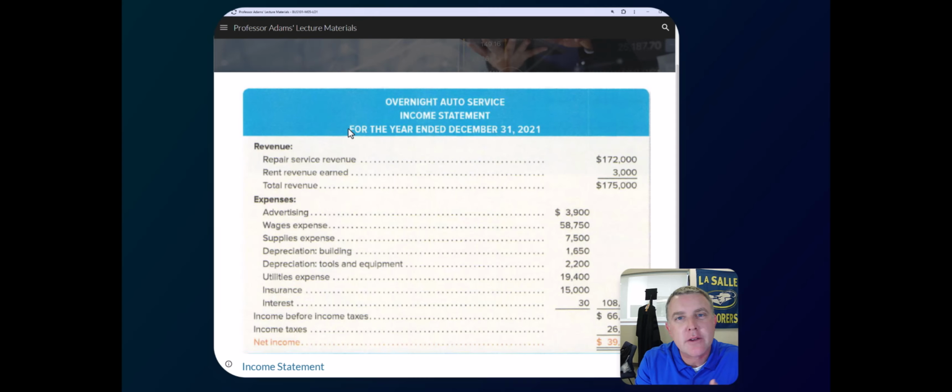Revenue is what we collect from the customer. Expenses are what we pay to deliver the product or service to the customer. And the difference between those two is what we're calling income, or net income in accounting language.